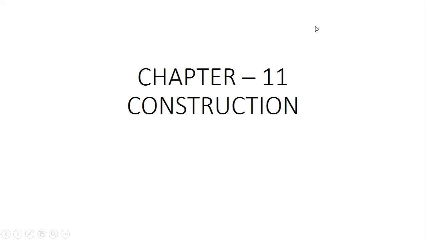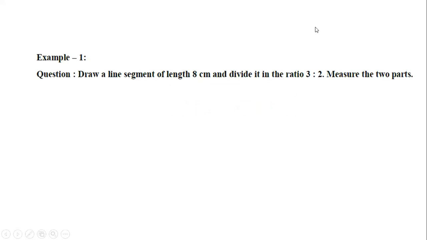Good morning. In this video, we are going to start with chapter 11 construction. First, let us see how to divide a given line segment in the given ratio. So for that, let us consider example 1. The question is, draw a line segment of length 8 centimeter and divide it in the ratio 3:2. Measure the two parts. So let us see how to construct this.